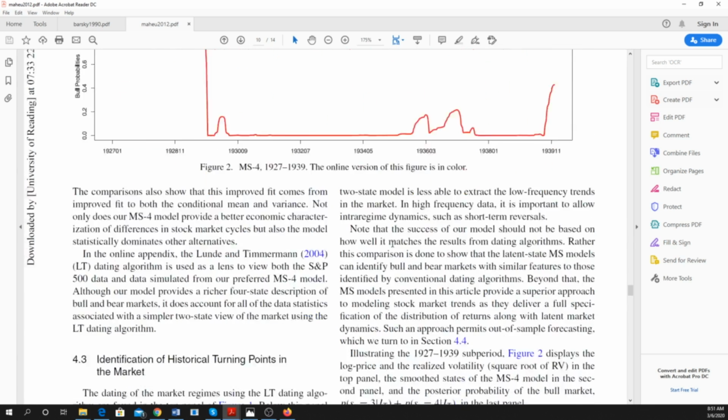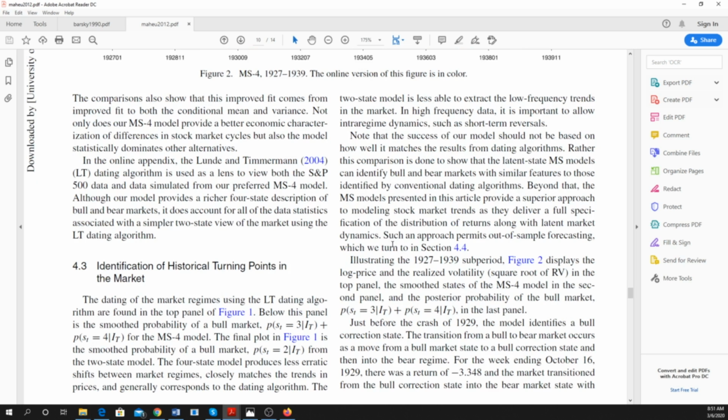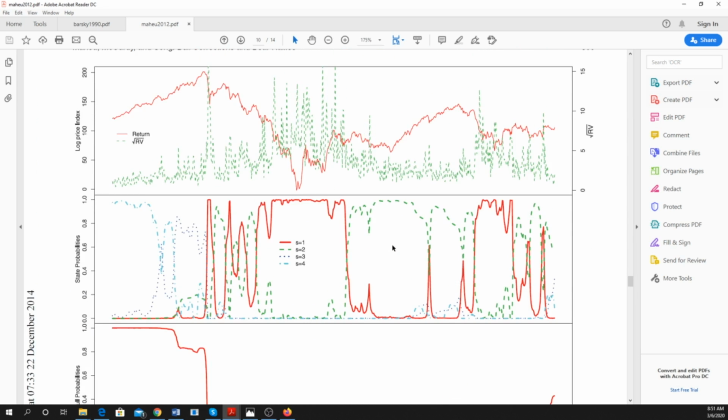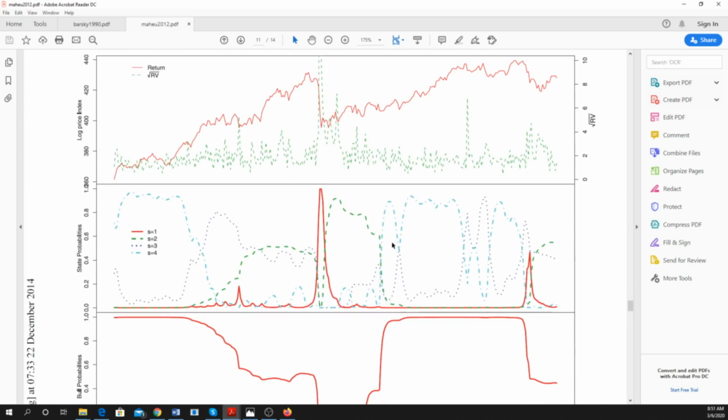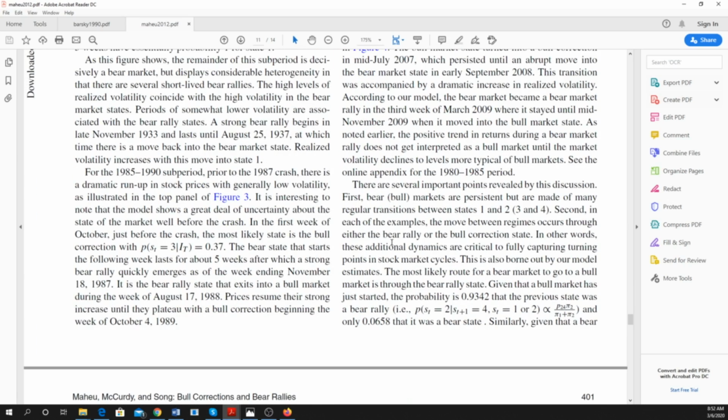Like in the last two videos, we were showing about being wise, and here it's pointing out as being smart. So it's smart money or being intelligent or a wise guy. Now, the main point here is, firstly, the bear or bull markets are persistent but made of many regular transitions between state 1 and 2. So second, in each of the examples, the move between regimes occurs through either a bear rally or a bull correction. So in other words, these are dynamically critical to fully capturing turning points of stock market cycles.